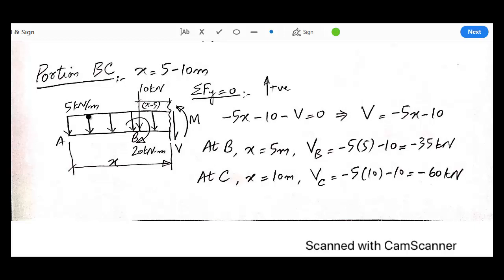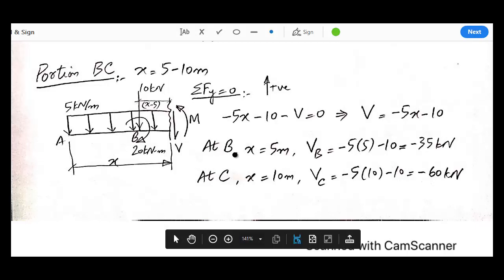Now if we write down the equations of shear and equation of moment, let's see what do we get. X ranges from 5 to 10 meters, and for sigma Fy equal to 0, if we take upward forces as positive, then how much is this UDL? 5 into x. So minus 5 into x is the resultant of the UDL. Then minus 10 kilonewton is acting in downward direction. And this is exposed shear V, minus V, and that should be equal to 0. If we rearrange the equation, we get V is equal to minus 5x minus 10.